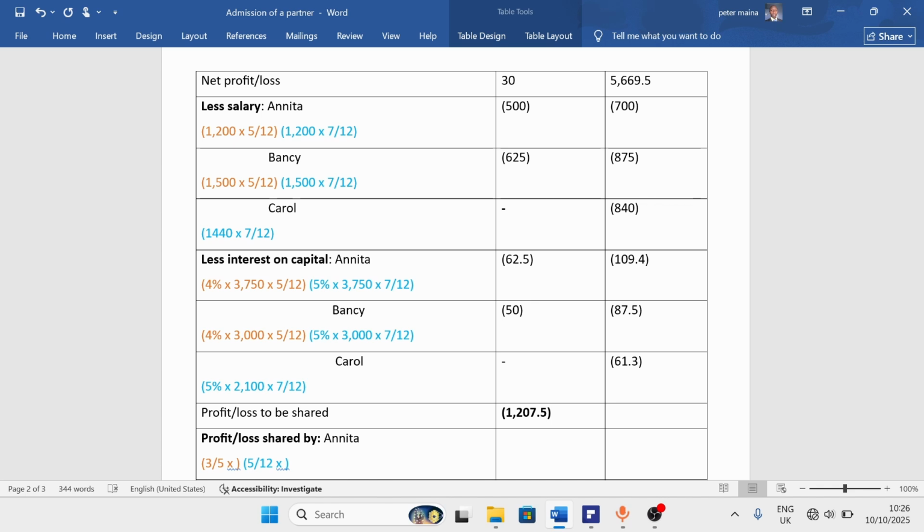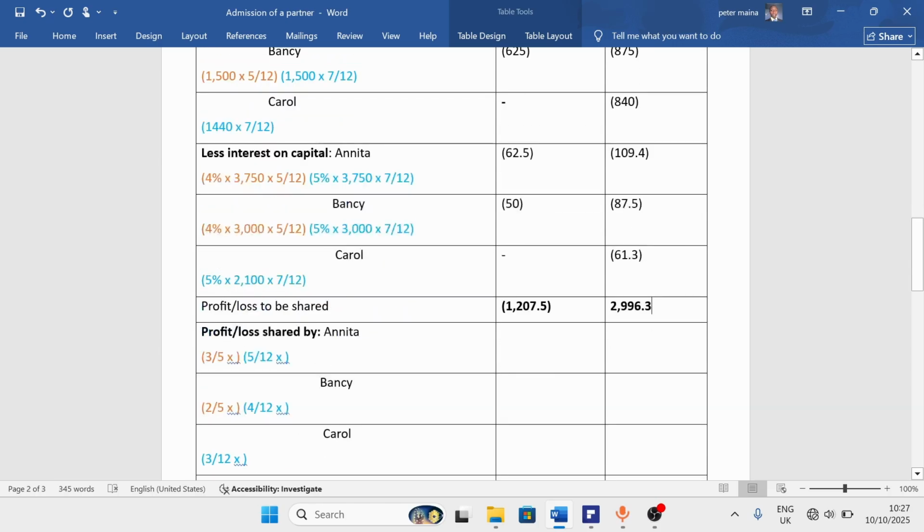for the first period. And then for the second period, take the net profit 5669.5, deduct 700, and then 875 less 840 less 109.4 less 87.5 less 61.3. That gives us 2996.3. So that one is positive, the other one is negative.